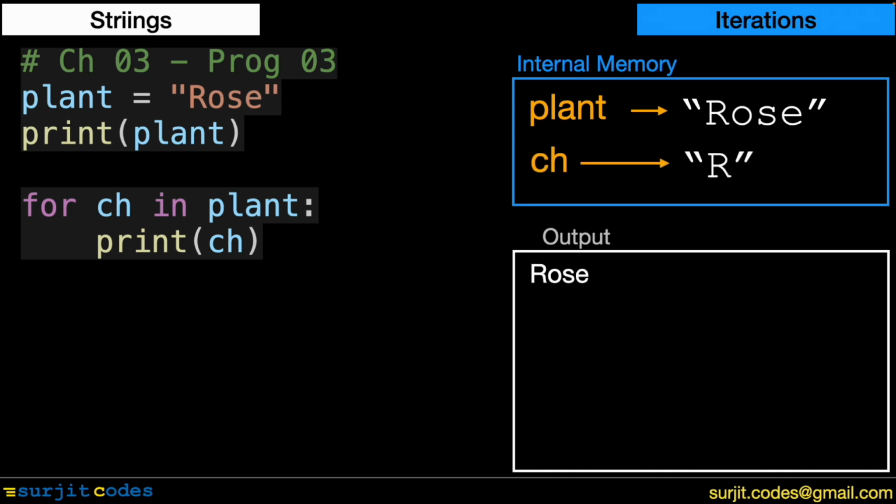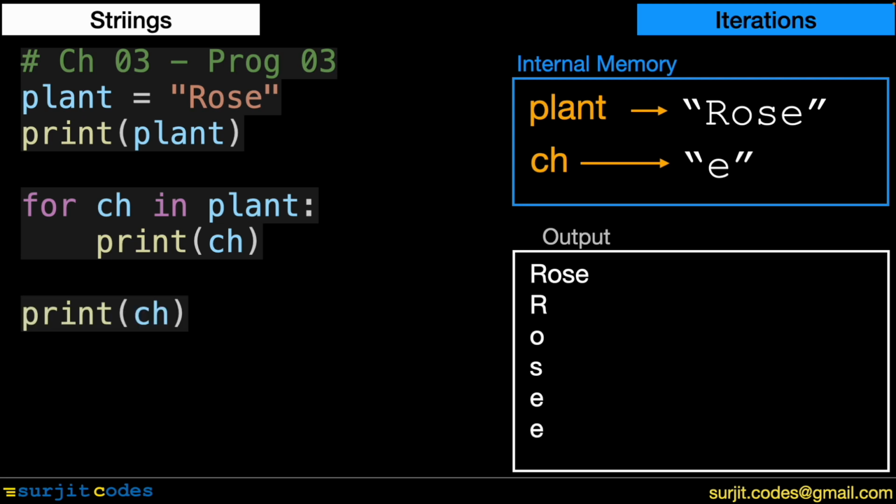In the beginning of the loop, ch becomes r and we print it. This iteration of the loop ends. In the next iteration, ch becomes o, and the body of the loop prints o this time. In the next iteration of the loop, the character is s and we print this also. The last iteration of the loop prints e. At this stage, all iterations of the loop end and we come out of the loop and proceed further with the rest of the program.